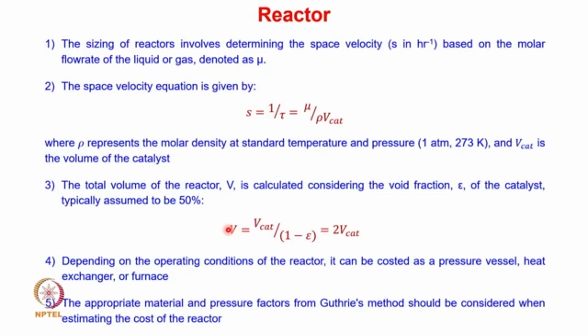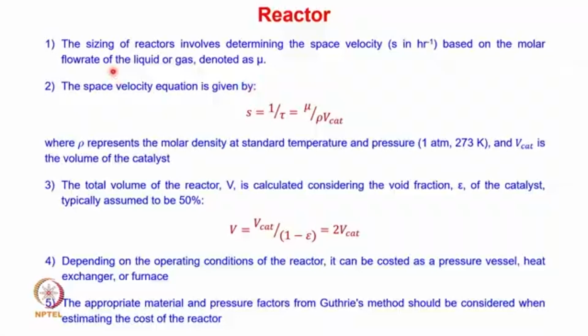Now let's extend our discussion to the next unit, which is a reactor. The sizing of the reactor involves determining the space velocity. Space velocity is nothing but how much volume we are processing in the reactor per unit of time. Based on the molar flow rate of the liquid or gas, if the molar flow rate is denoted by mu, then we can calculate the space velocity by using this equation.